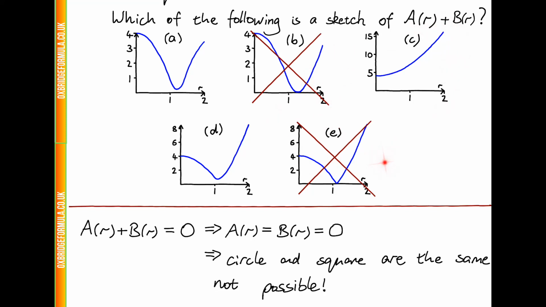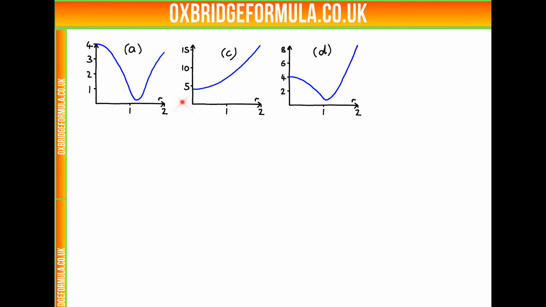So now let's move on to a new page and try to establish which one of A, C and D is the correct answer. Okay, so here are our 3 remaining possibilities, and now what can we try to do in order to determine which of these is a possible sketch of A of r plus B of r? Well, we could try and find the formula of A of r plus B of r, but that's going to be really tricky, specifically around the point when the circle and square are intersecting. So let's instead think about the 2 extremes.